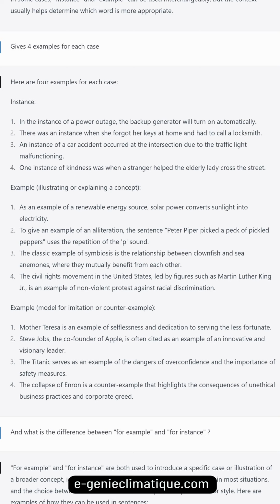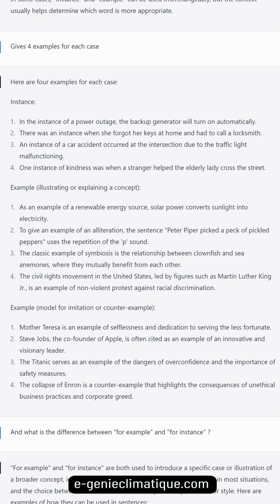Example: illustrating or explaining a concept. As an example of a renewable energy source, solar power converts sunlight into electricity. To give an example of an alliteration, the sentence, "Peter Piper picked a peck of pickled peppers," uses the repetition of the P sound.